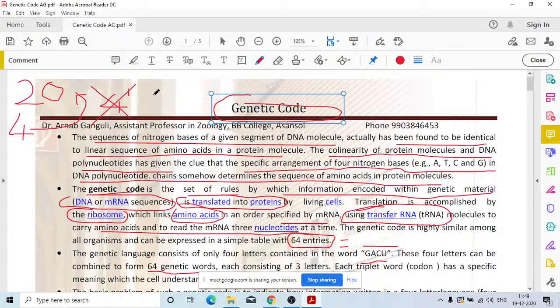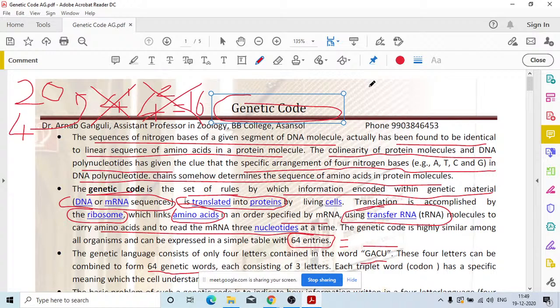If it is 2, then it is 4 to the power 2, say AU or GC or CA. So how many combinations can you get? With 4 squared, you can get 16 combinations. Still this is not enough. The number of amino acids is 20. So this is out of the question.